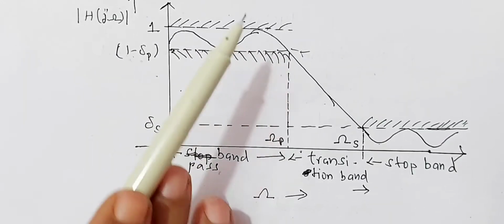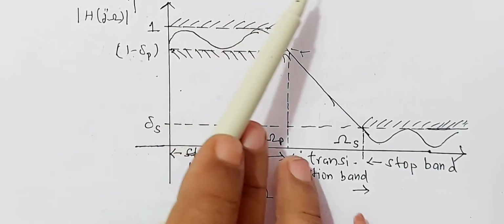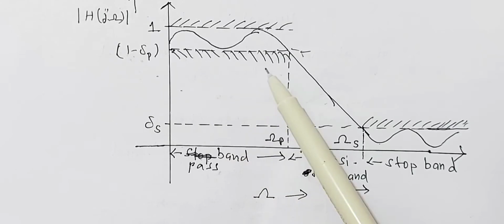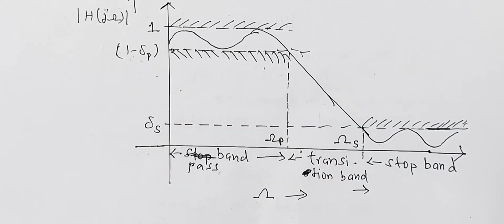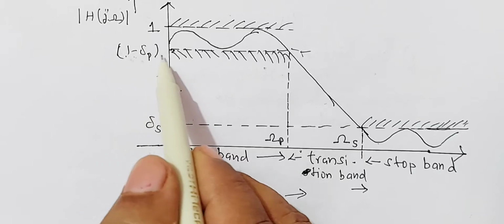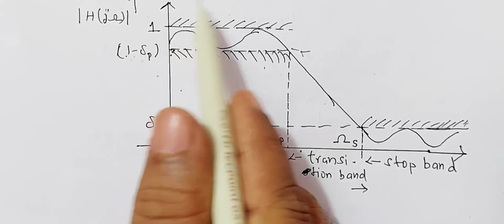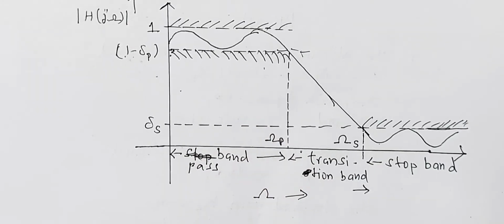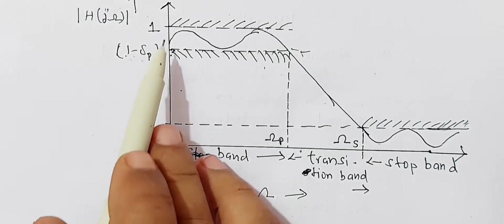In this pass band, above these portions and below these portions, there are no values. This is the specification. The frequency response has values only between 1 minus delta p and 1. Above 1, no value. Below 1 minus delta p, no value. This is our specification. In general, we assume that the maximum value of the filter is 1.